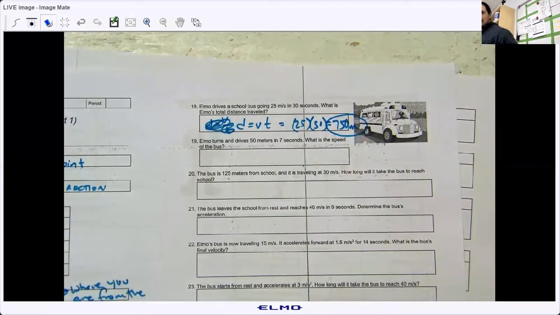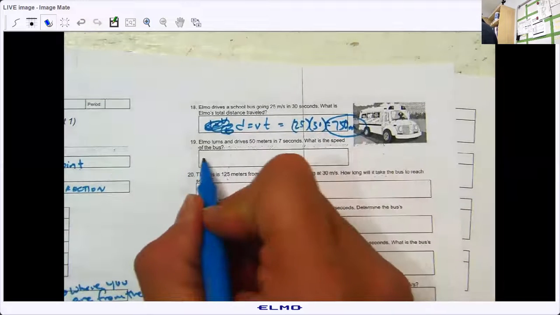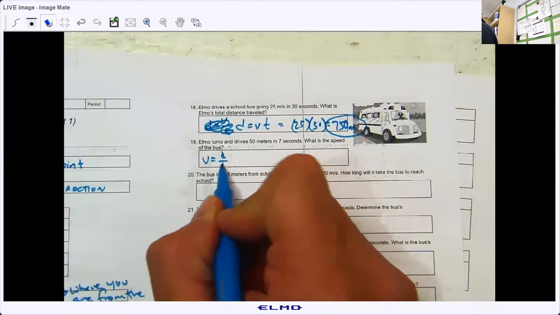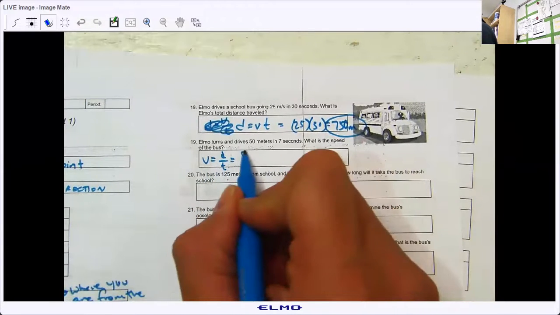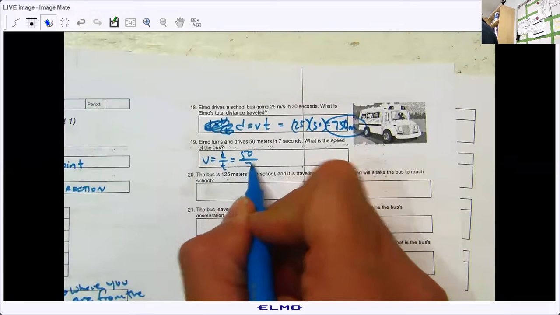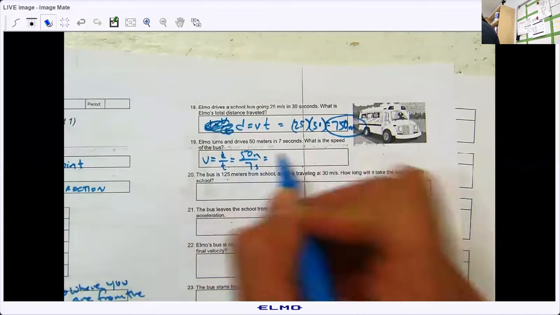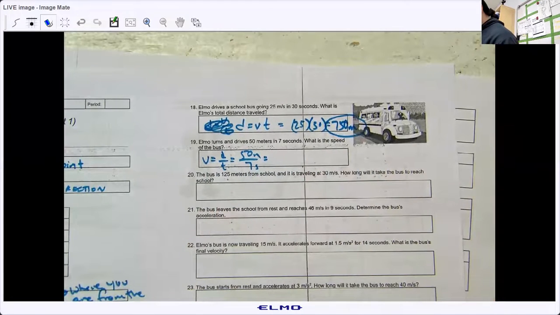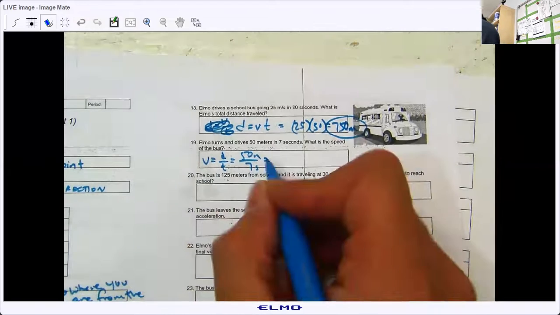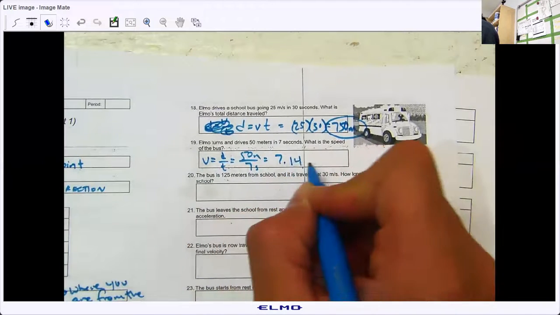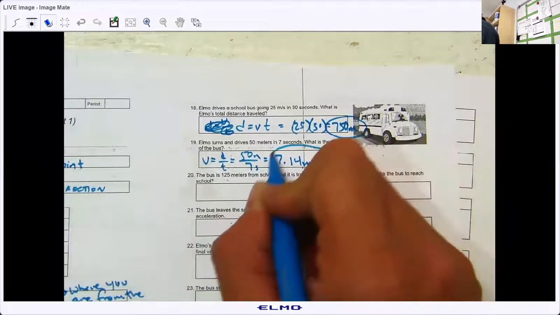750 meters. Elmo turns and drives the bus 50 meters in 7 seconds. What's the speed? So velocity is distance divided by time. Distance is 50 meters. Time is 7 seconds. And so we can go ahead and take 50 divided by 7, and we get about 7.14 meters per second.